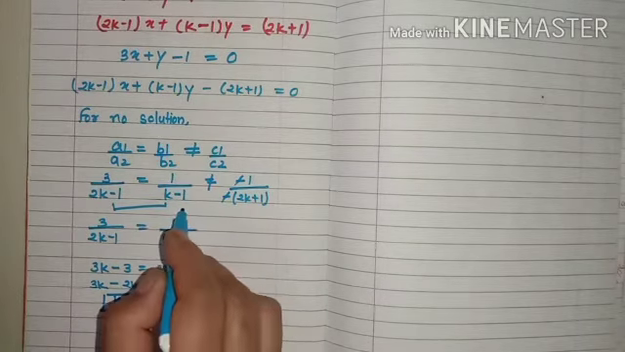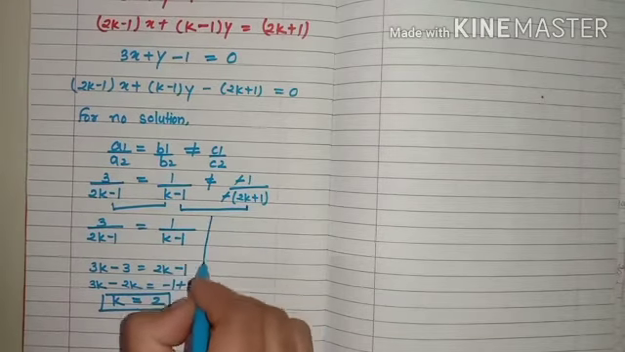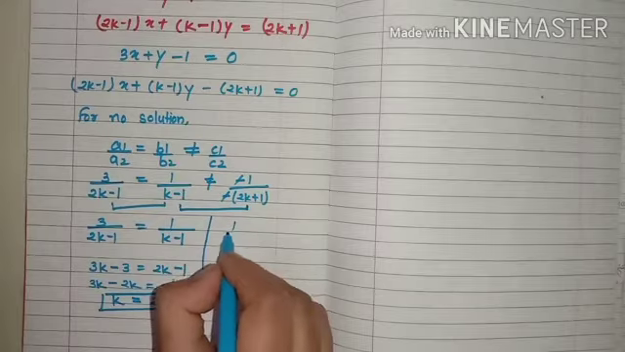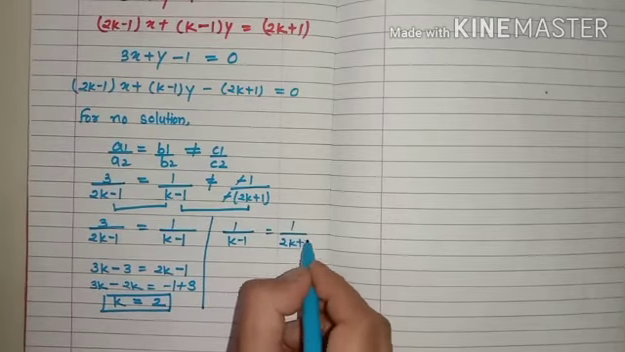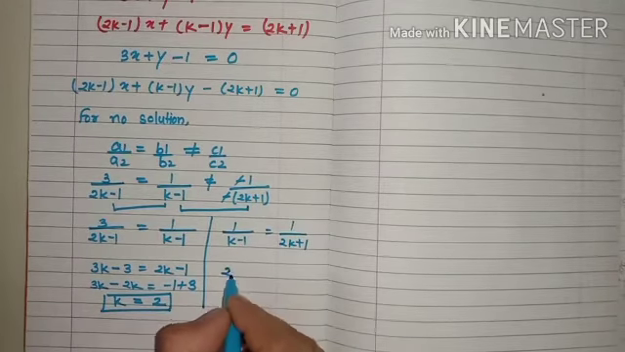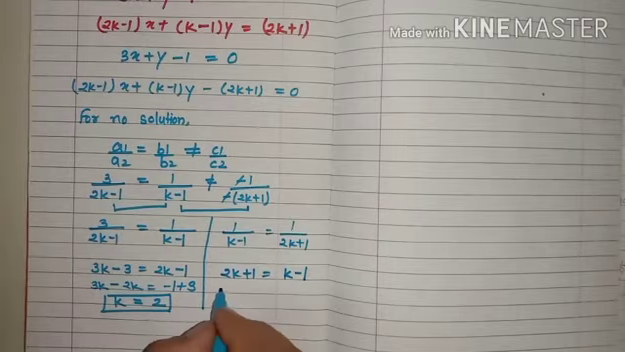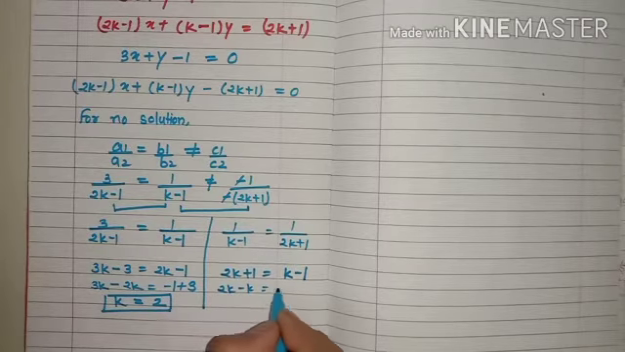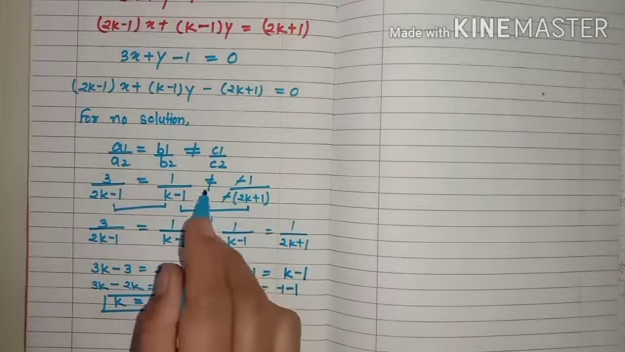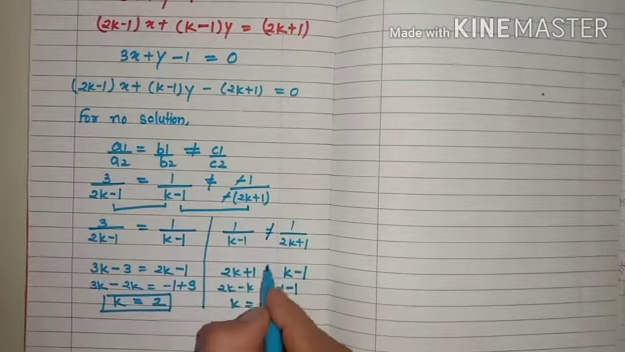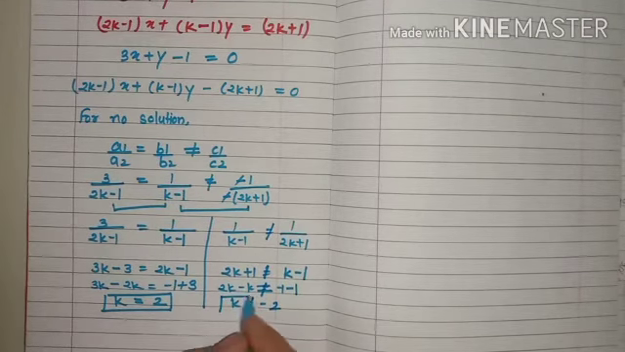If we compare the second part and the last part also, let's see what we will get. 1/(k - 1) = 1/(2k + 1). By cross multiplication, 2k + 1 = k - 1. 2k - k = -1 - 1, and k, which sign do you have to use here? Not equal. k ≠ -2.